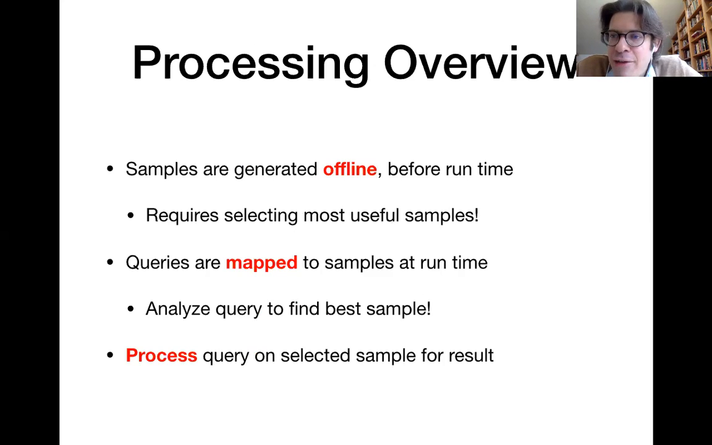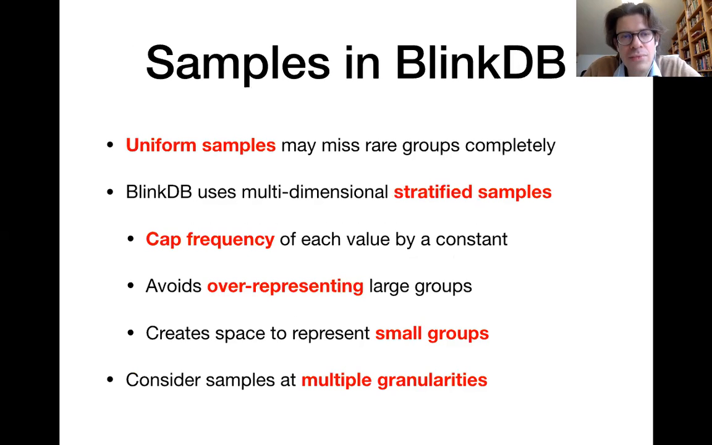At runtime, we might have a choice between multiple samples for answering a given query. And so we want to analyze the query in order to optimize our selection of samples. And then finally, we process the input query, but not on the entire data set, but only on the selected samples. And that gives us an approximation that hopefully satisfies those constraints imposed by the user. Now, the question is, how should we create those samples before runtime?